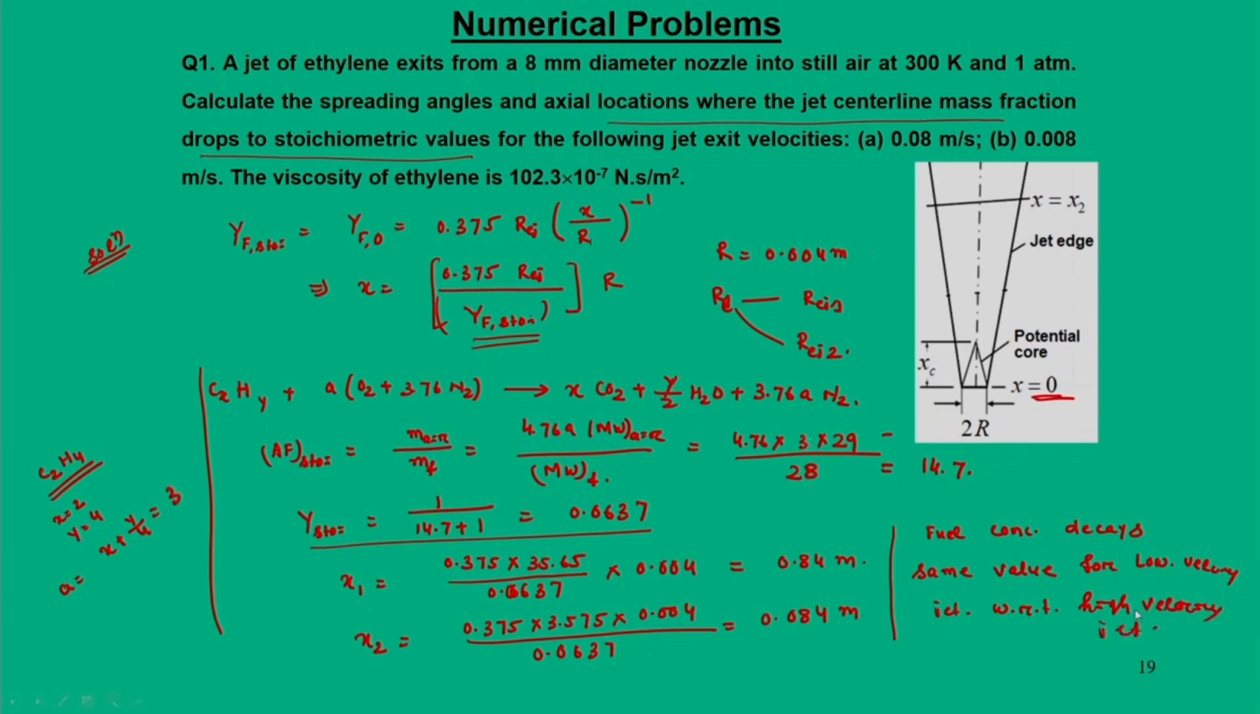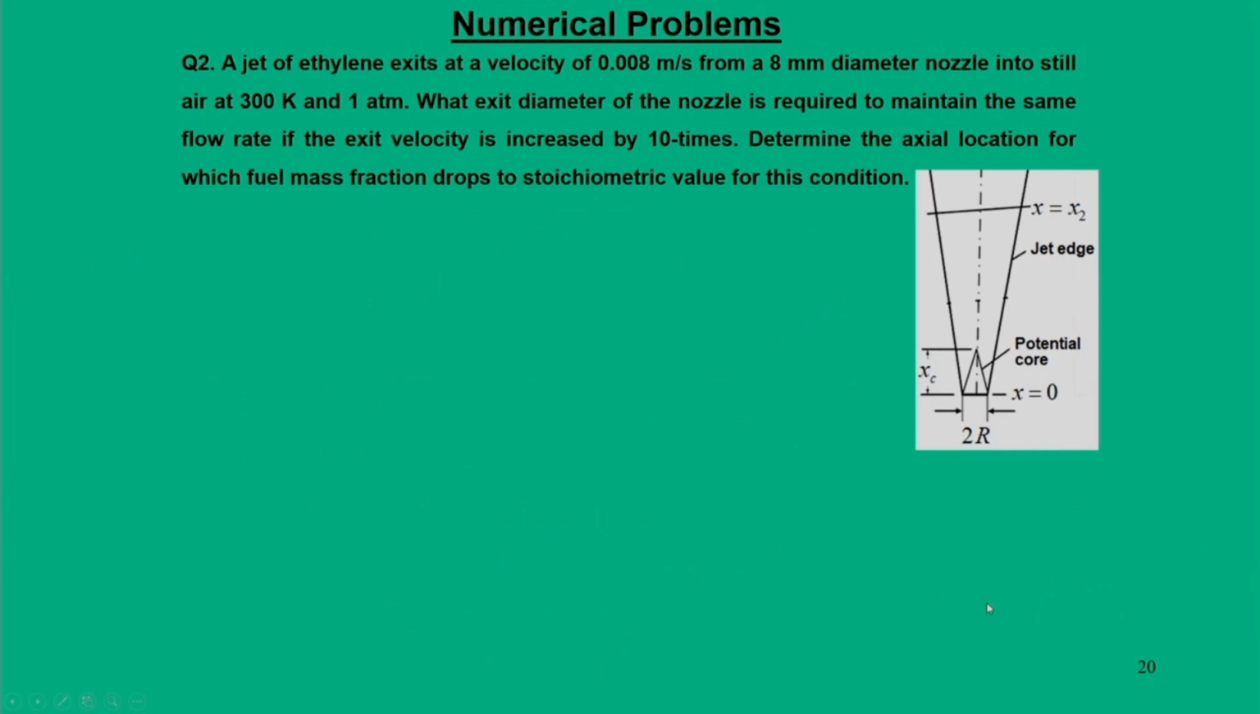Okay. And next is the same problem, but it is turned in a different way. Here the data given is VE1, which is 0.008 meter per second, and twice R1 is 8 mm. Now, what is required is to find the exit diameter of another nozzle, which is required to maintain the same flow rate. Flow rate is to remain the same, but the exit velocity VE2 has to be increased 10 times, meaning 0.08 meter per second. So, here the exit velocity is increased by changing the radius of the nozzle.